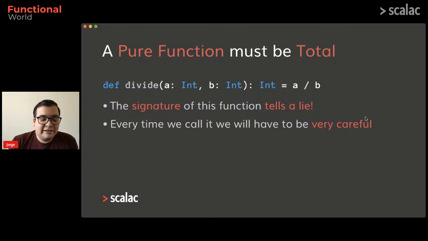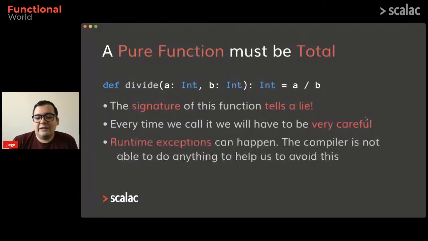Because of that, every time we call this function, we have to be very careful. We have to take this case into consideration, and we must handle it appropriately. And if we forget to do that, runtime exceptions are going to happen. The compiler will not be able to do anything to help us avoid this. So exceptions will happen at runtime, and that's something we don't want.